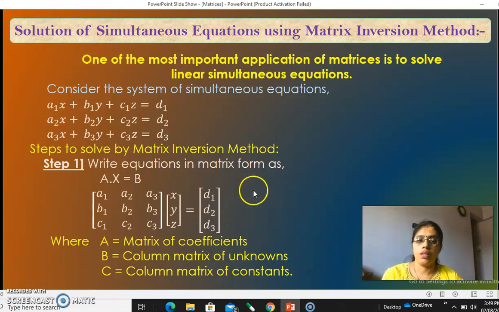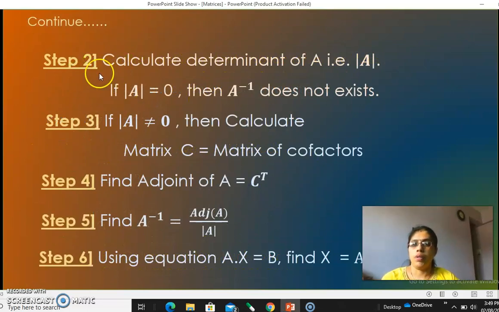Step number 2 is to calculate the determinant of A. Again you have to find the inverse of the matrix here. For finding A inverse, the steps were already explained to you in the previous video. There were 4 steps: determinant value, matrix of cofactors, then adjoint of A, and inverse of A. These 4 steps you again have to do here to get that A inverse. The A matrix you first have to find by writing those equations into matrix form. Identify the A matrix here.